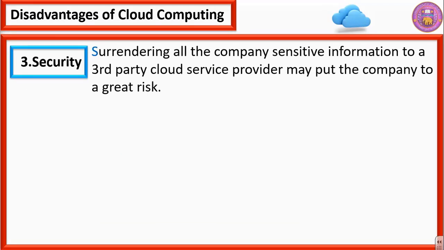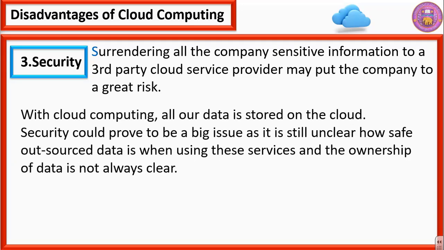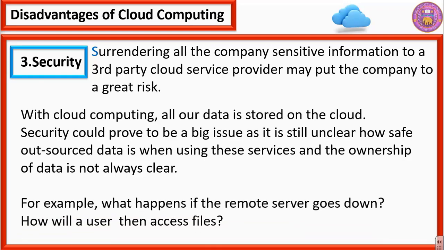Security. Surrendering all the company's sensitive information to a third-party cloud service provider may put the company at great risk. With cloud computing, all our data is stored on the cloud. Security could prove to be a big issue as it is still unclear how safe outsourced data is when using these services, and what about the ownership of data? It is not always clear. For example, what happens if the remote server goes down? How will a user then access files? These are some of the problems which are connected with security and which are connected with accessibility.